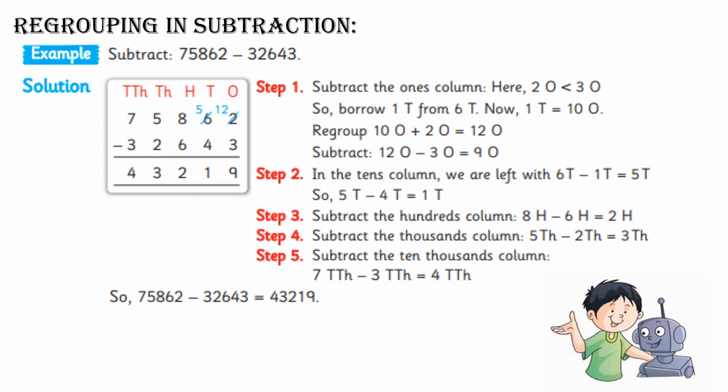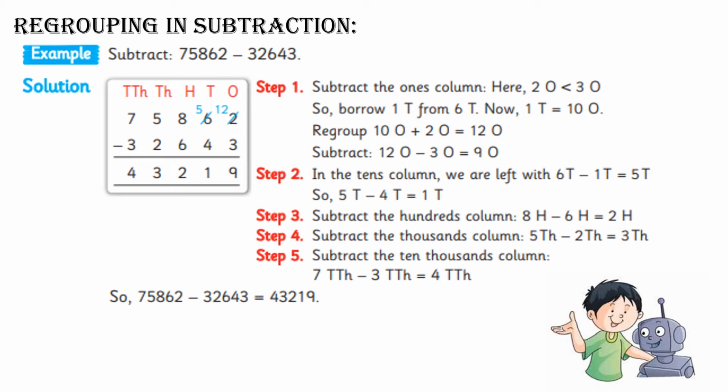2 minus 3. 2 is less than 3. So we need to borrow 1 ten from 6. So that becomes 12 now. So 12 minus 3 is 9.